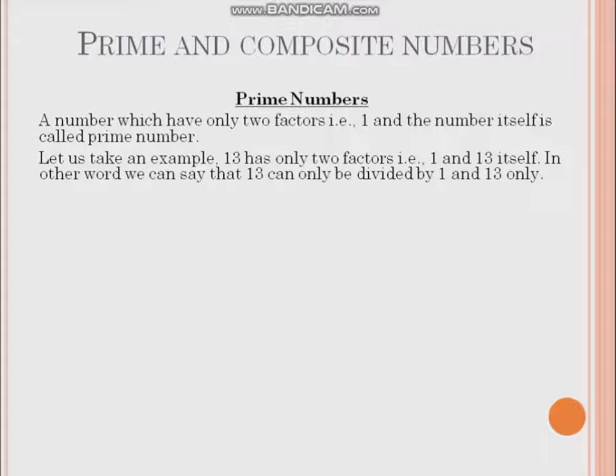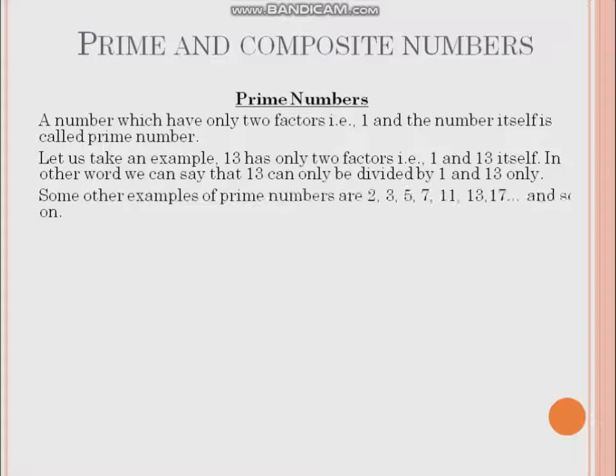In other words, we can say that 13 can only be divided by 1 and 13. You can check it for yourself. There are lots of other numbers which you can check. So some other examples of prime numbers are 2, 3, 5, 7, 11, 13, 17, and so on. There are infinitely many prime numbers, okay?